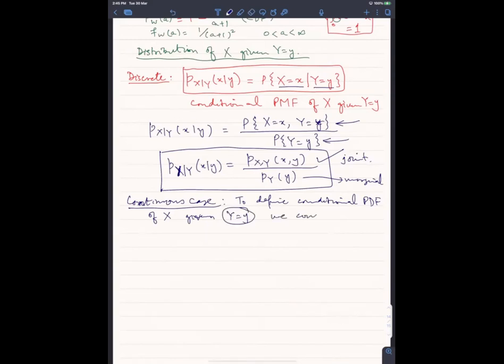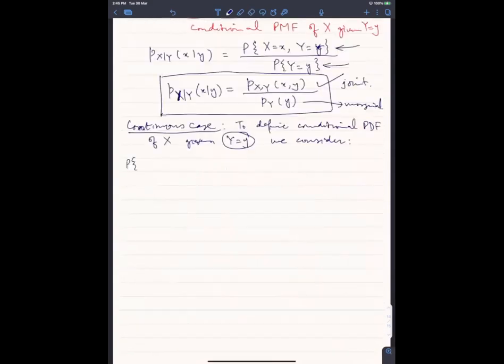We consider the following, and this would be that your random variable capital X is between x and x plus dx, in a small region, given that your other random variable y is in a small region around y plus dy. So this is the conditional probability that x falls in this small region dx near x, given that y falls in this small region dy near y.